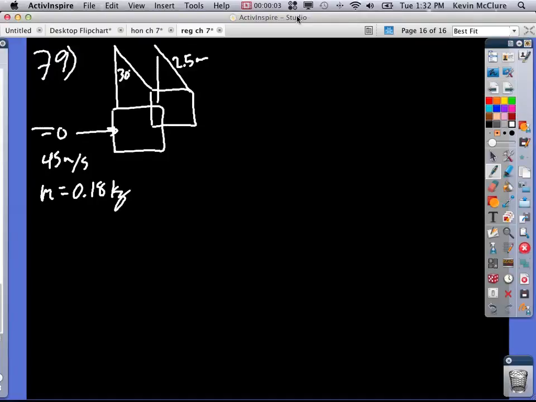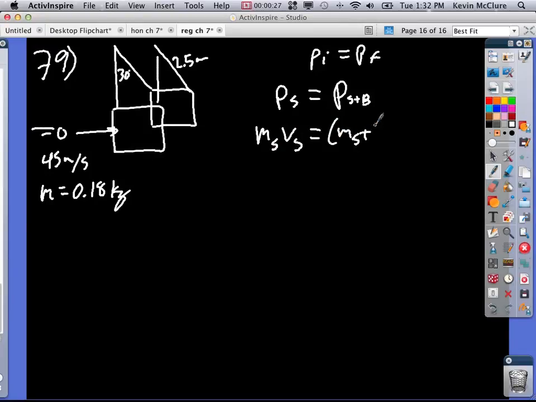This is an inelastic collision. So if I started off by saying Pi is Pf, and we see initially we just have P of the softball, and that's going to equal the P of the softball plus the box, right, stuck together. So there's going to be Ms Vs is equal to Ms plus Mb, box plus softball, times velocity total.